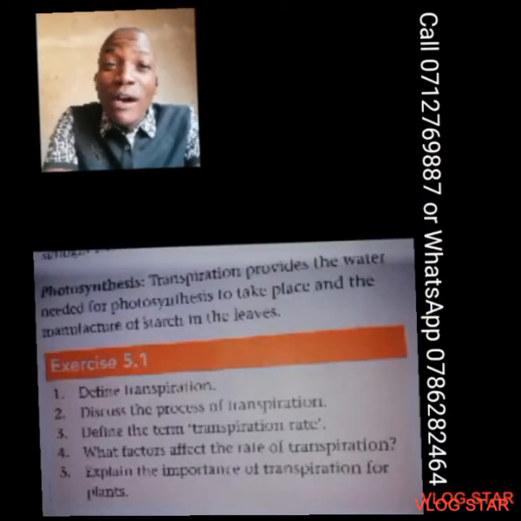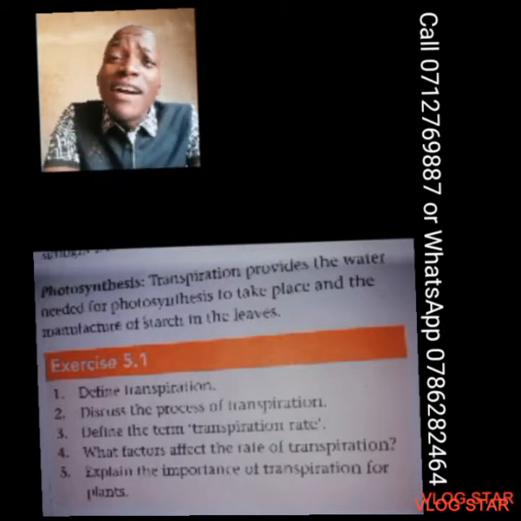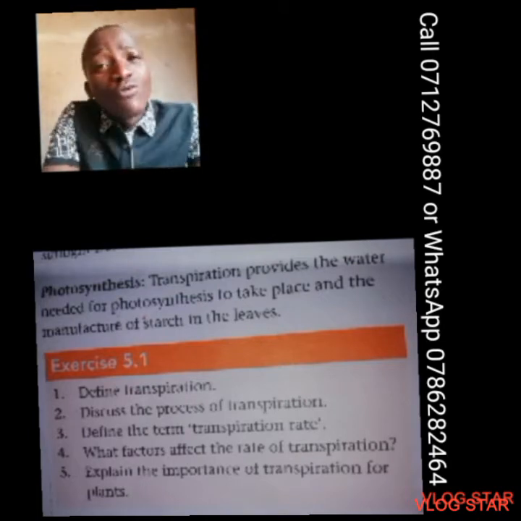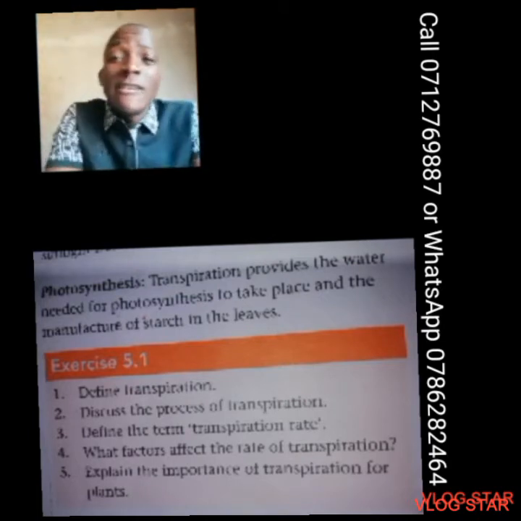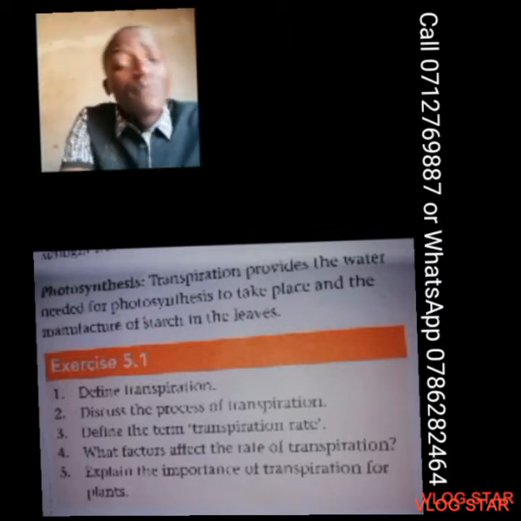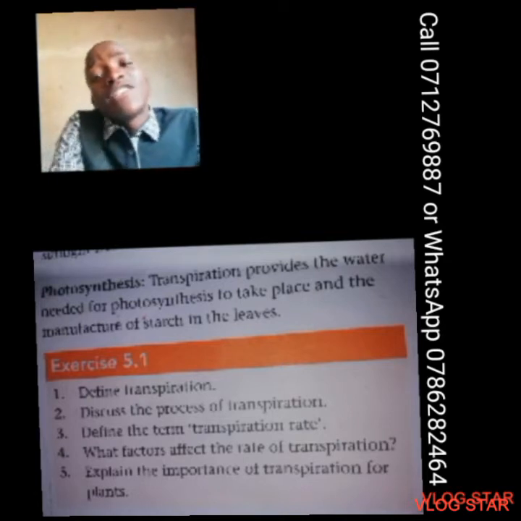Today I want to talk about transpiration. This is the biology section, so I'm going to define what transpiration is and what the factors are that affect the rate of transpiration. I'm going to give the importance or significance of transpiration as a process in biology. So the first question, I'm going to answer this exercise.